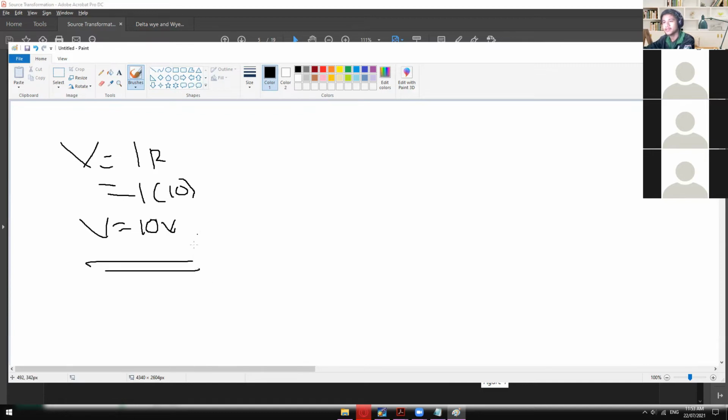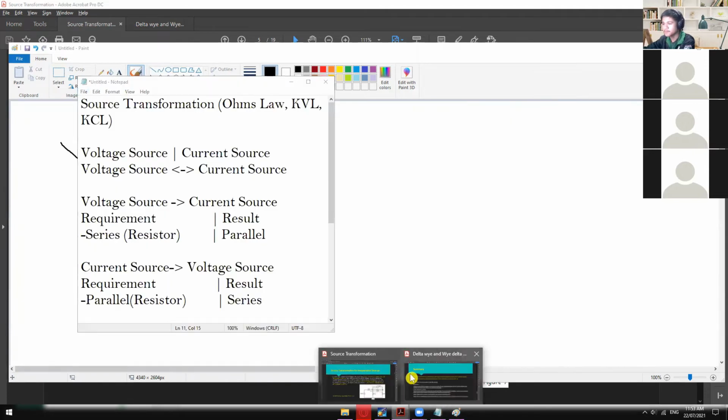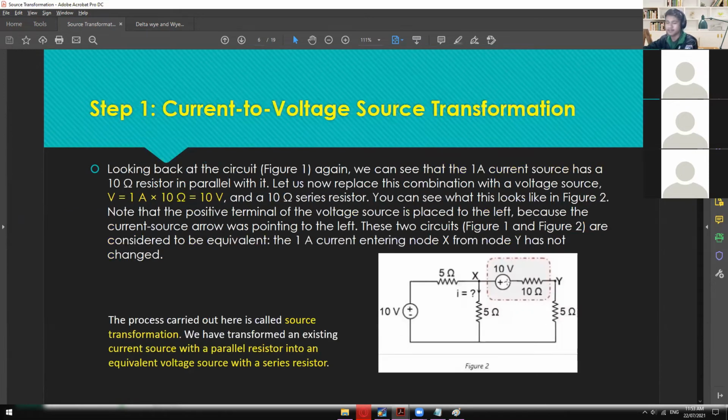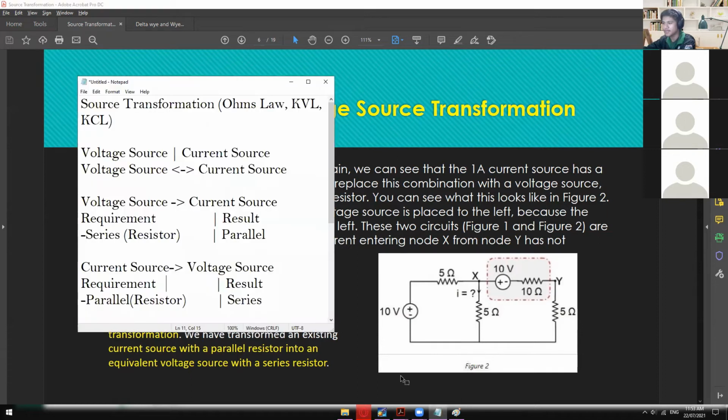That's it. It's that simple. You have already transformed one source into another source. From here, it will become something like this. Were you guys able to follow that one? Take note, from parallel, it became a series connection. It's now in series with our resistor. Did you get that one so far?